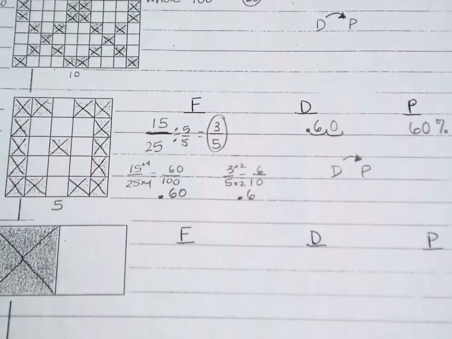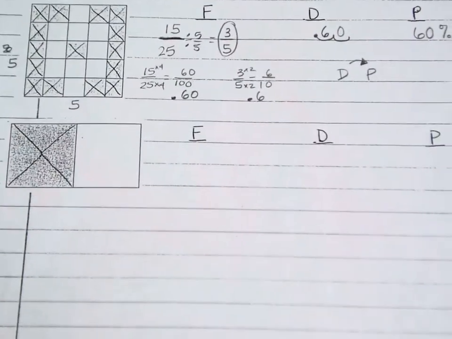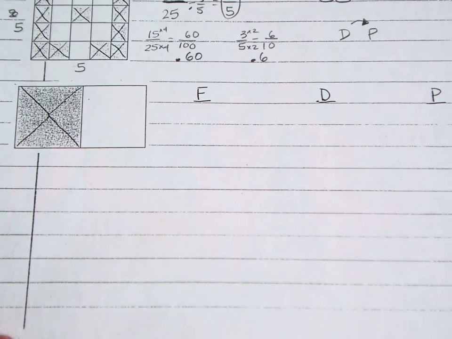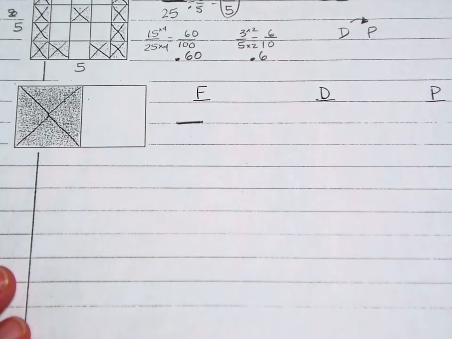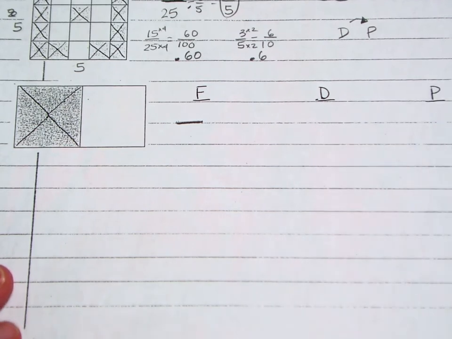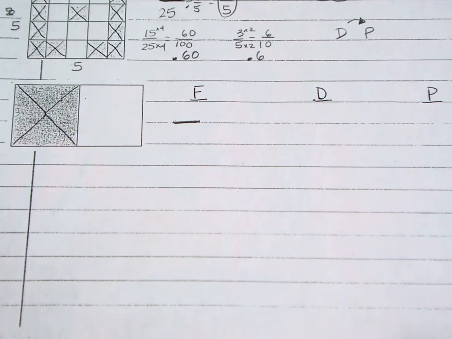Okay, and then the last one. I want you to do this one on your own. I want you to make the fraction. Remember, it is shaded parts to all. Then you're going to turn that into a decimal and into a percent. Please turn your paper over.